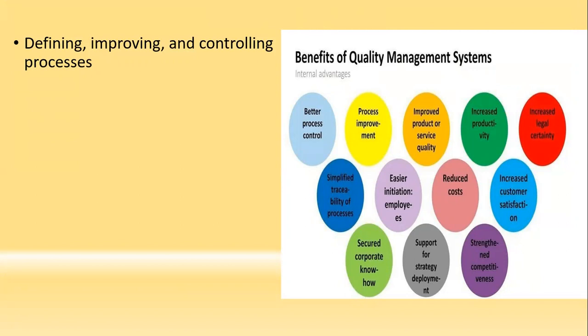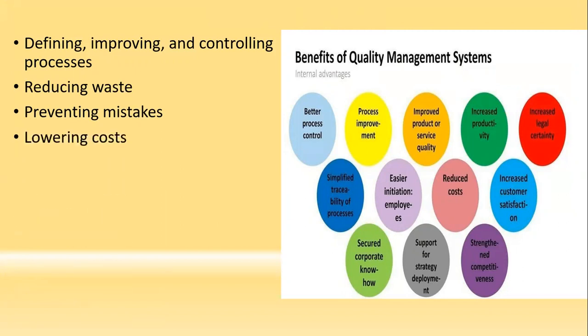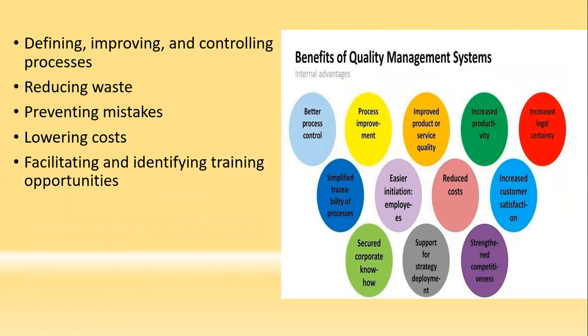These can all be listed under the benefits of a quality management system. Right? Reduced wastages, preventing mistakes, because there will be vigilance at each and every stage. Right? So mistakes will be prevented. Lowering the cost, because wastages are reduced and proper methods will be followed, so the cost will be lowered.